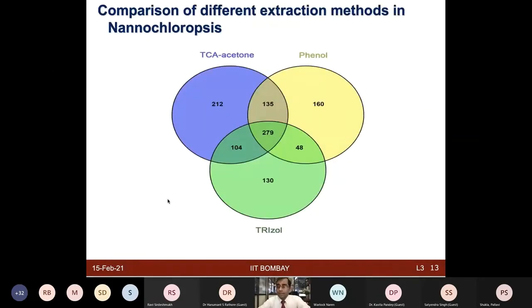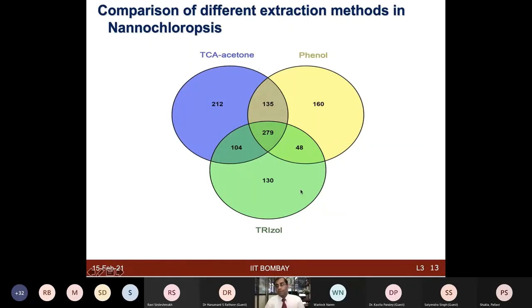I think in the interactive session somebody mentioned working on algal samples, so I thought to show this slide. This is a kind of project which we had not worked on very intensely in the lab. This is a Nannochloropsis sample, and when you do not have a good idea about the sample you are working with, it is good to try out different things to see which method is going to work well. We had not worked on Nannochloropsis, so we tried the Trizol extraction method, the phenol method, and the TCA acetone method, and very interestingly and surprisingly, we found that each of these methods gives some unique number of proteins. All three of them give a substantial number of unique proteins.